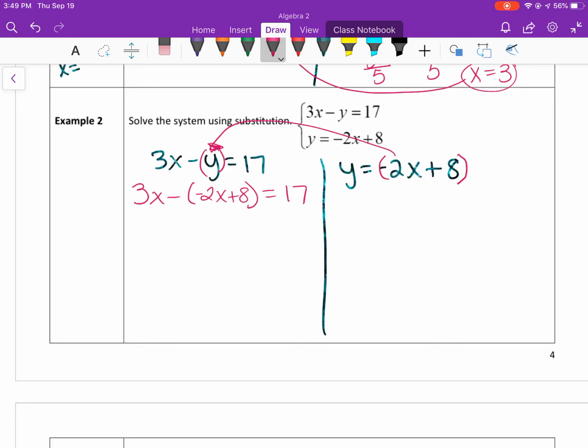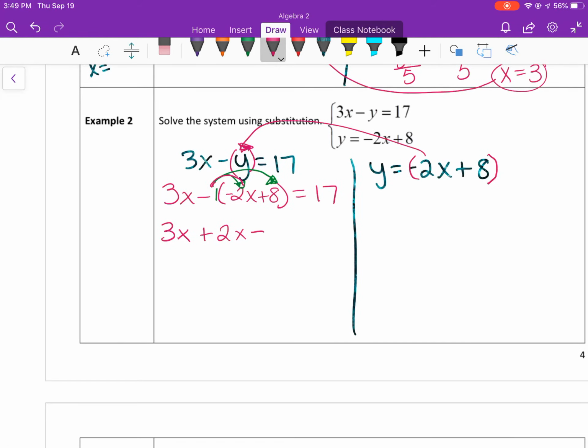So I have x's to solve for. So I have 3x minus this parenthesis. That's like having 3x minus, and there's like a negative 1 here, coefficient. So you actually have to distribute that negative 1 in here. So you would take 3x and then negative 1 times negative 2 is going to be plus 2x. And then negative 1 times 8 is going to be negative 8. So you have to distribute when you have a parenthesis that includes more than one thing. So this had a negative 2x plus 8, so I had to distribute the negative to both.